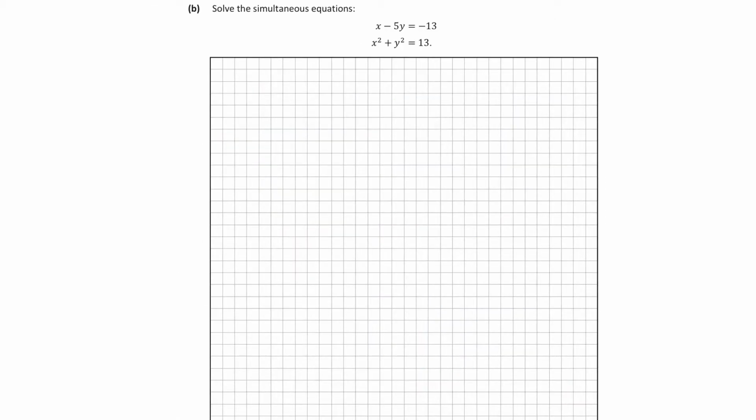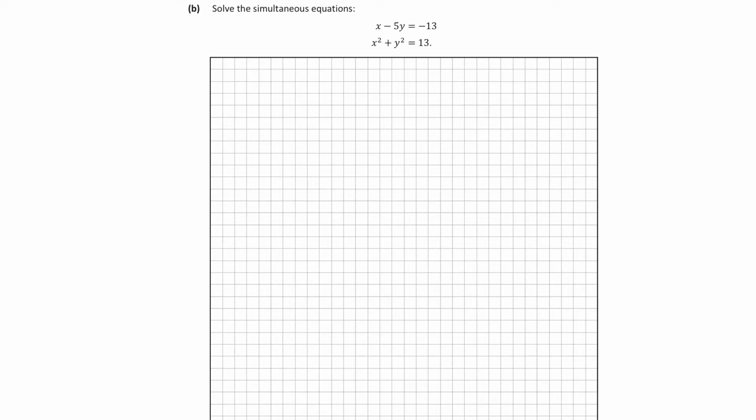So part B. In part B, we can see we've got a simultaneous equation. We've got a linear equation here, and we've got a quadratic equation here. So there's 2 ways this can come up in the Leaving Cert. It can come up as 2 linear equations, or else it can come up as a linear and a quadratic. In this case, it's come up as a linear and a quadratic.